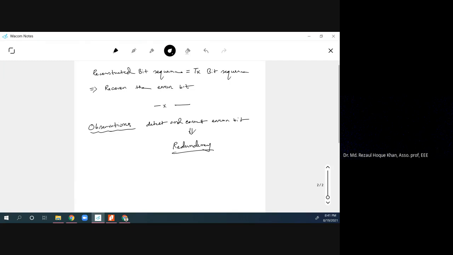What is that? We actually repeat the bit. One bit we actually repeated like 3 times: 1, 1, 1. We actually repeated it 3 times. That's actually the redundancy.